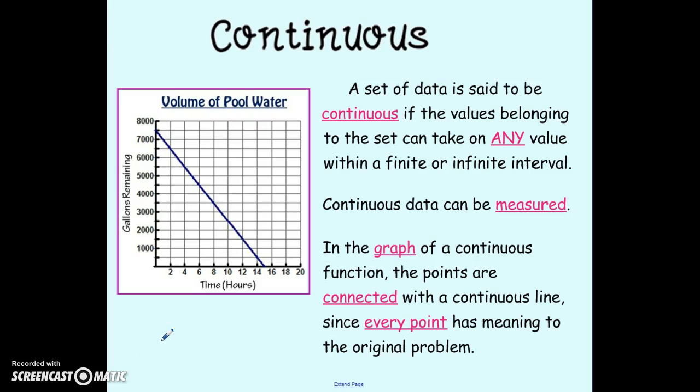So the vocabulary word associated with this set of information is called continuous. A set of data is said to be continuous if the values belonging to the set can take on any value within a finite or infinite interval. So these are things that are measured. So we're measuring the time. So that's when we connect them, because every point has meaning. So be sure you write this down before you continue. Make sure you have all those blanks filled in. The word continuous kind of has the word continue in it because it all continues. So that's another way to think about it.